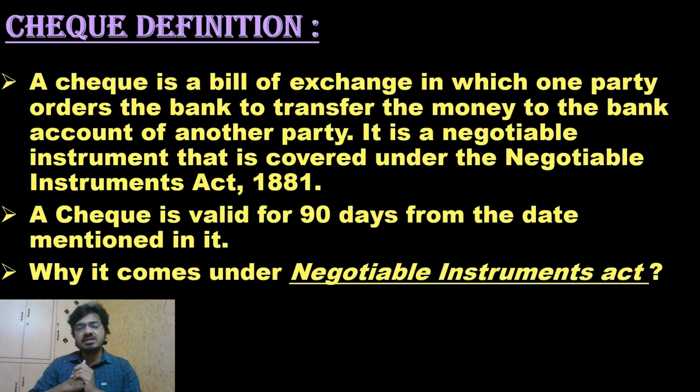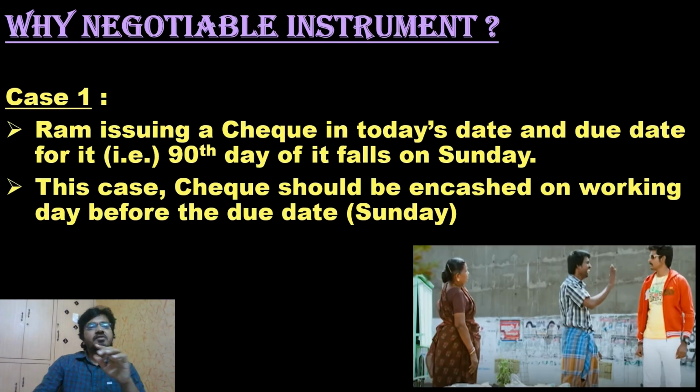So in the Negotiable Instruments Act, these two words are contradictory but come here as a single new word. How is it possible in this case? Let me explain with an example. Mr. Ram is issuing a check on today's date, and the due date for it is the 90th day. Up to 90 days it will be valid. So the 90th day falls on Sunday. Sunday is a predefined holiday in all the financial institutions, correct? Not only financial, every business gets leave on Sunday.